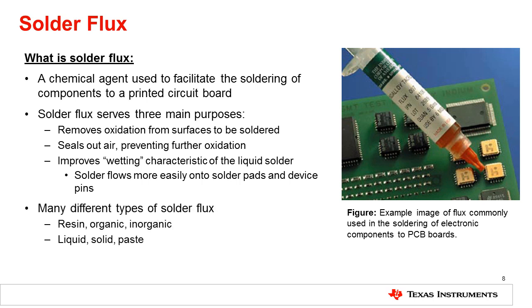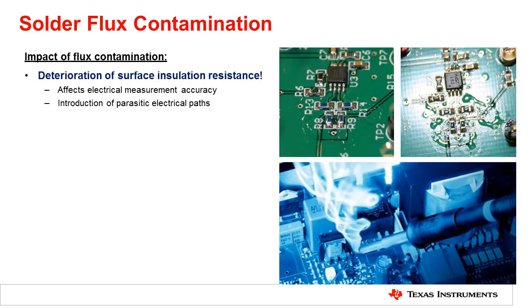It is important to remember that solder flux comes in many different forms such as resin, organic compounds, and inorganic compounds. Also, solder flux can be found in either a liquid, solid, or paste form. It is important to remember to remove excess solder flux, no matter the type of solder used. How can flux contamination result in erroneous measurements? The first example is related to insulation resistance. Excess flux impacts the overall impedance between electrical connections on the PCB. Shifts in impedance will affect electrical measurement accuracy through the introduction of parasitic electrical paths on the PCB.